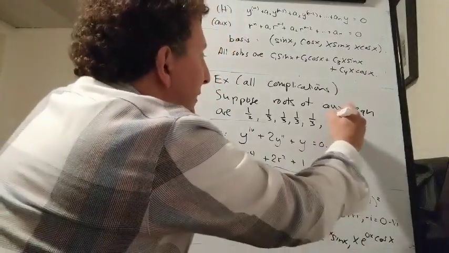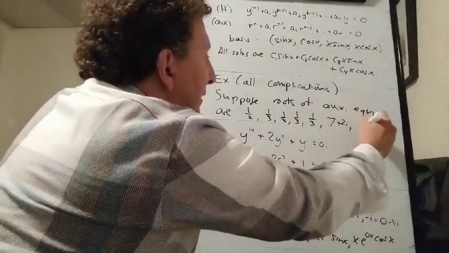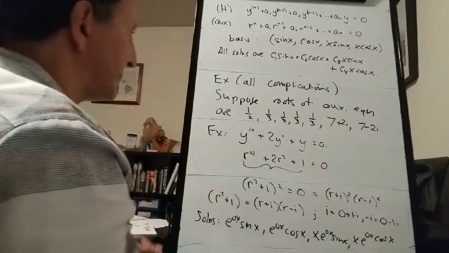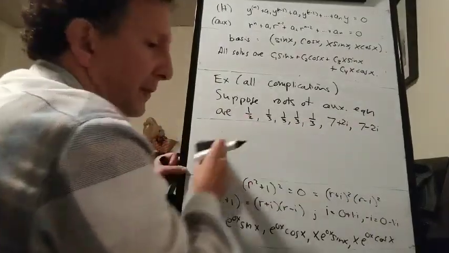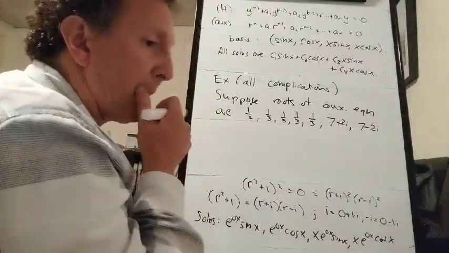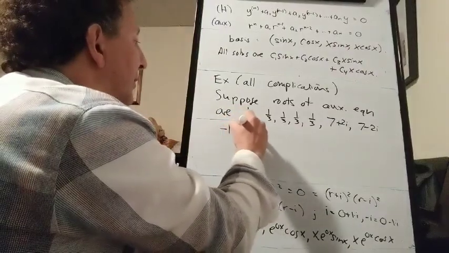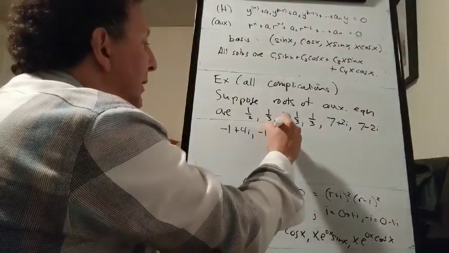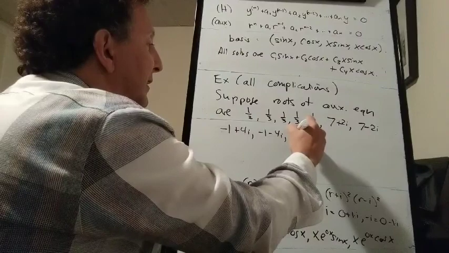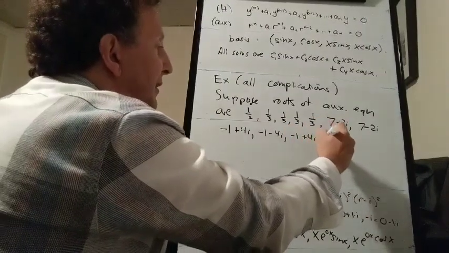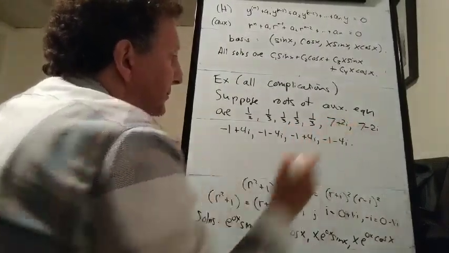7 plus 2i, 7 minus 2i, and then negative 1 plus 4i, negative 1 minus 4i, and again negative 1 plus 4i, negative 1 minus 4i.